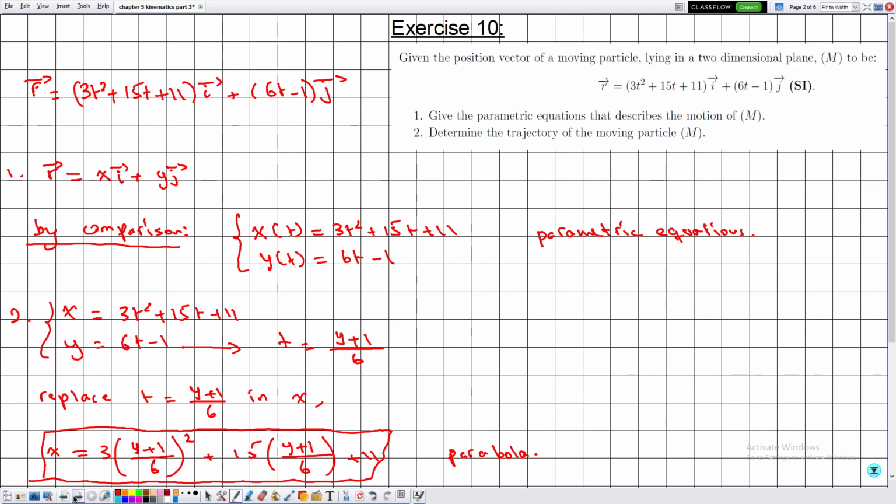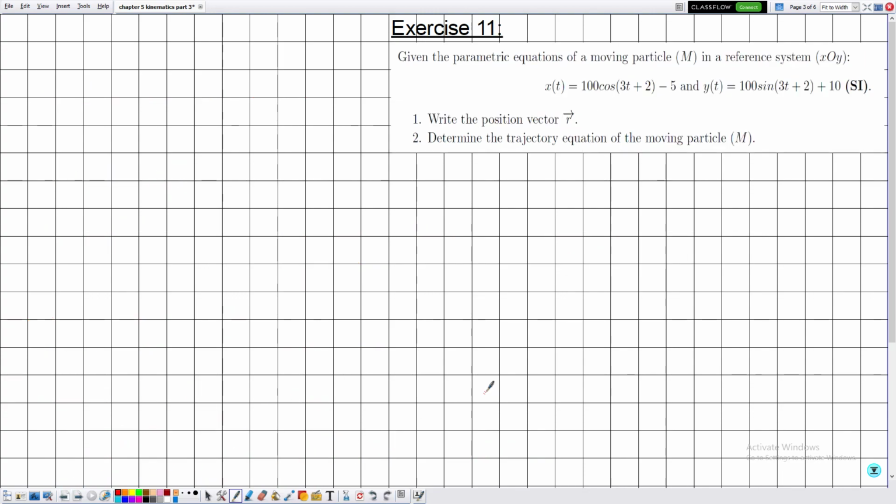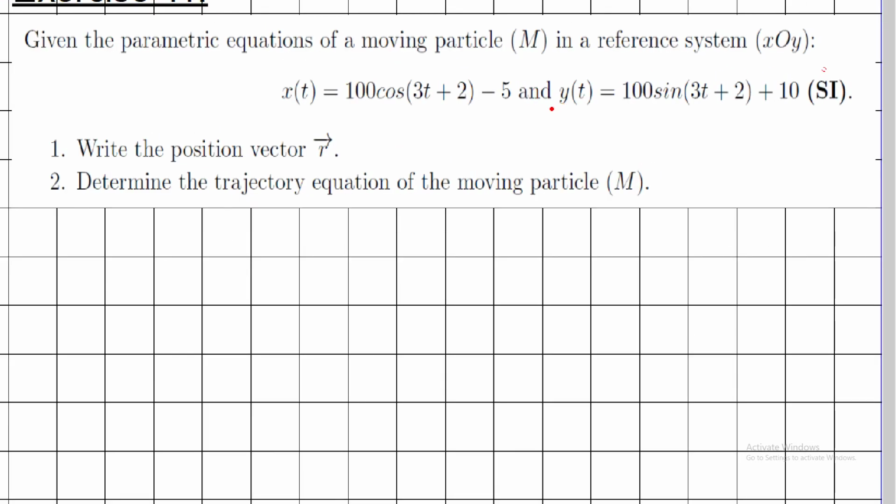Now as for exercise number 11, they are telling me, given the parametric equations of a moving particle M in the reference system, that x of t is equal to 100 cosine (3t plus 2) minus 5, y of t is equal to 100 sine (3t plus 2) plus 10. So everything is expressed in the SI. Notice that both the angle of cosine and sine are the same. Here the angle is 3t plus 2, and here the angle is 3t plus 2. Okay, so this is important.